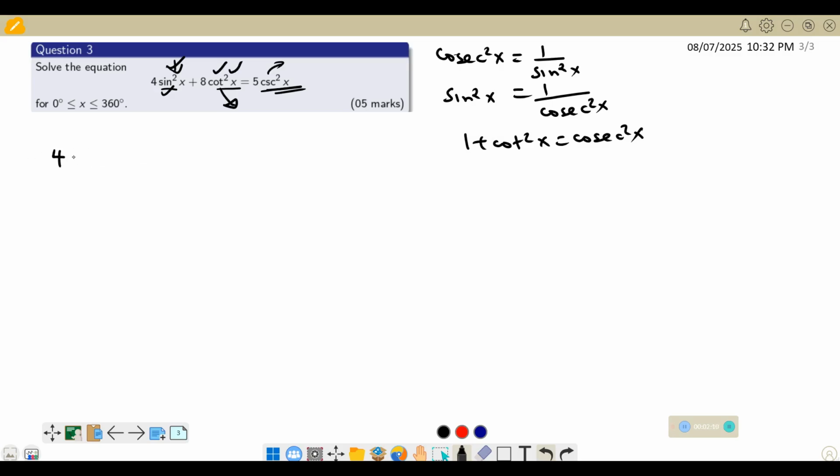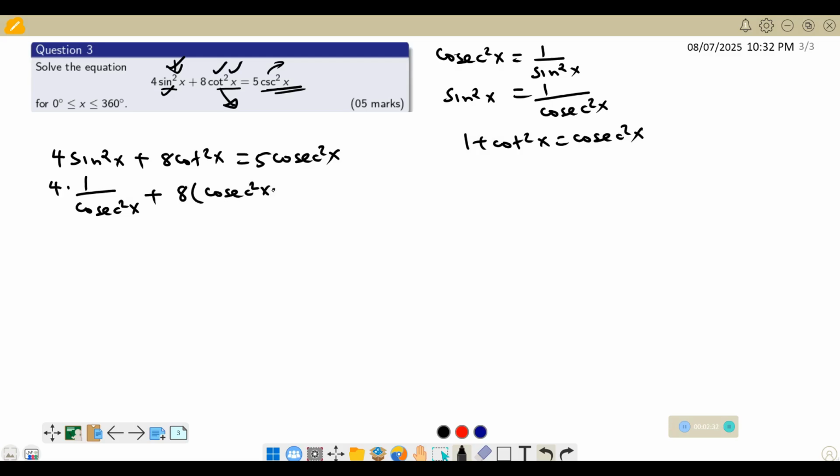So we can say that 4 sine squared x plus 8 cot squared x is equal to 5 cosec squared of x. We can write this as 4 times 1 upon cosec squared of x plus 8 into cosec squared x minus 1, and this is equal to 5 cosec squared of x. So we are putting each of these in terms of cosec squared of x. Looking at this, you realize cosec squared is common, so we can let p be cosec squared of x.